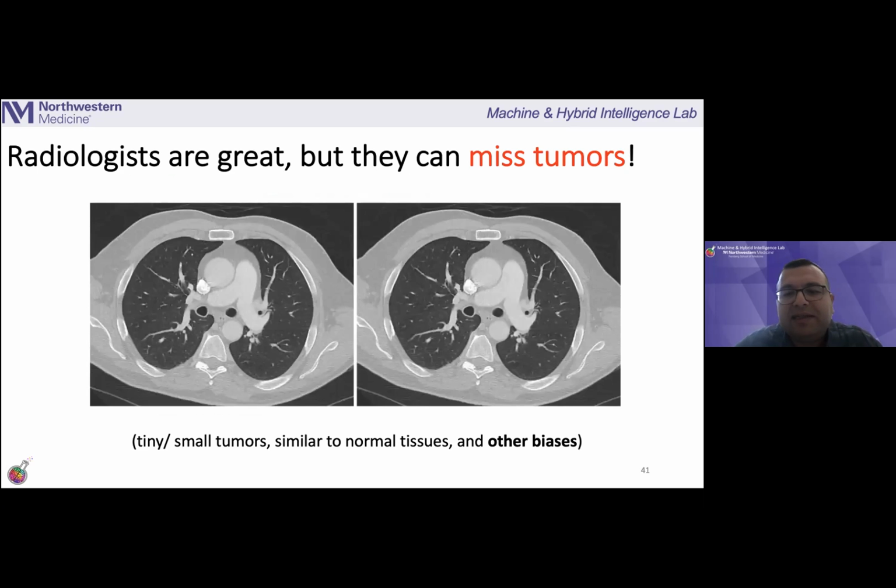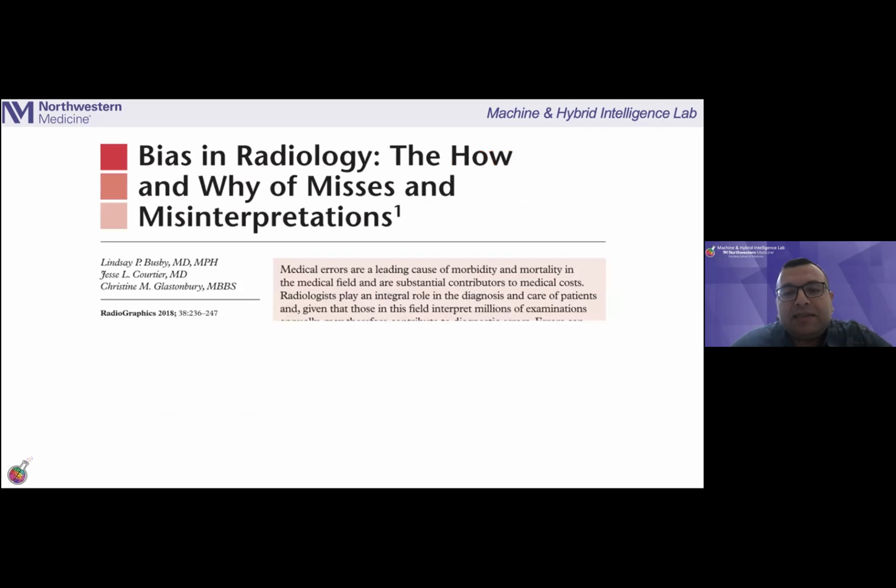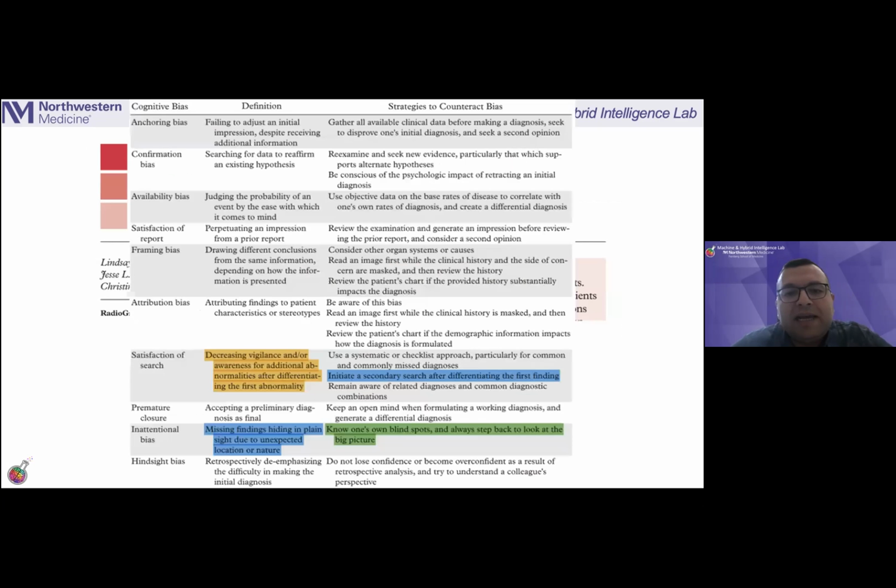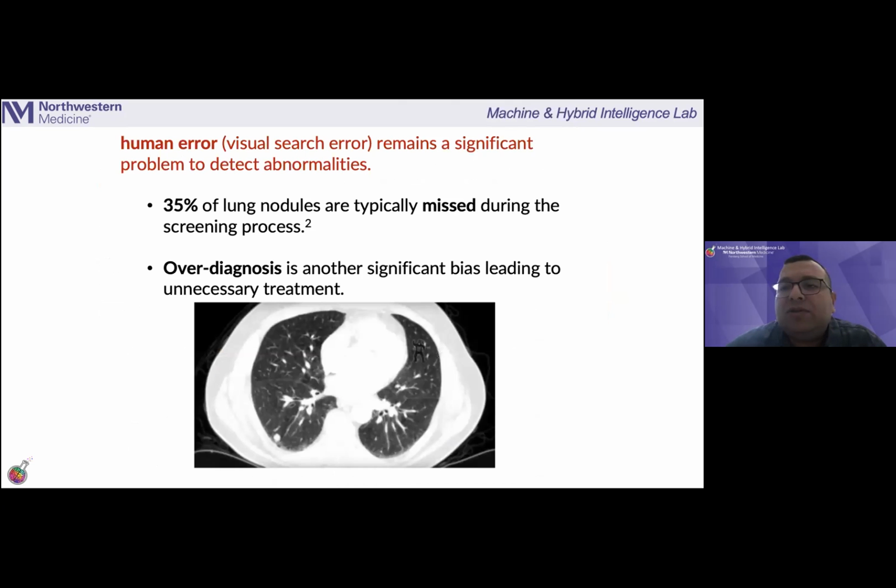For example, here there is a little tiny tumor. This is very easy to miss, similar to the normal tissues, but there are also other biases that radiologists may have. In the literature, it says there are more than 15 visual biases for misses and misinterpretations. Two of them I highlighted here. One of them is called inattentional bias, very commonly seen. The other one is satisfaction of search, when the radiologist, let's say, found one of the tumors, and may not look at the other part of the lung, and if there are other tumors there, they can be missed. The literature shows 30 to 35% of the lung nodules are typically missed during the screening procedure.